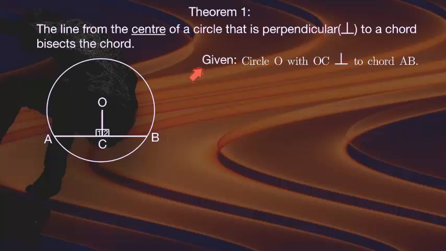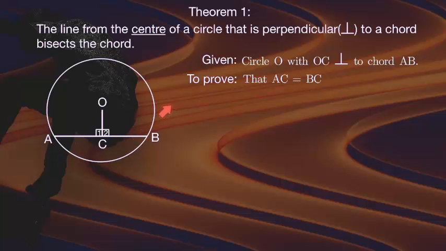Now the first step is we're going to write down what was given to us. We are given circle O with OC perpendicular to chord AB, and then we write down what we want to prove. So we write down to prove that AC is equal to BC. So we want to show that AC is the same length as BC, because then we just proved that when a line is drawn perpendicular on a chord, it bisects that chord, right?